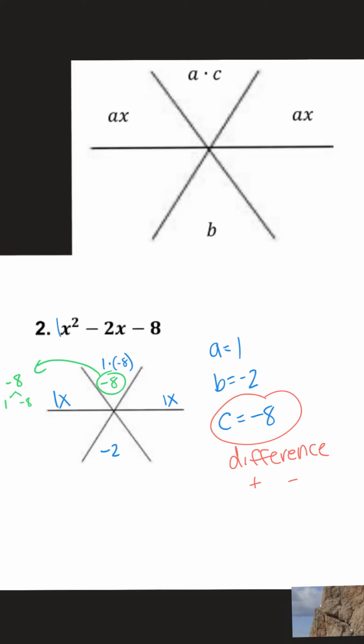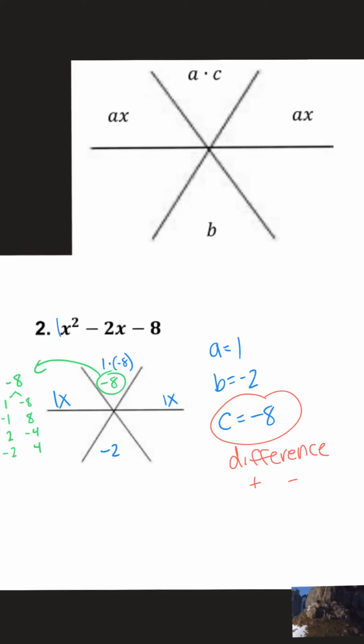That times that gives me -8. I have -1 and +8. Then I have 2 and -4, or -2 and +4. And those are all my factors of 8 that I can work with.